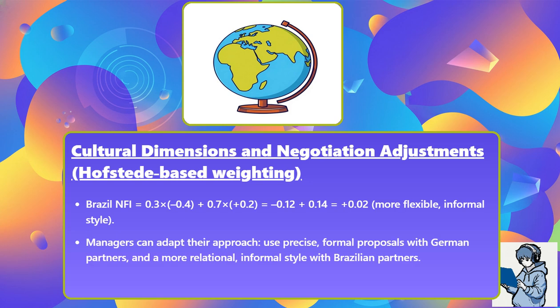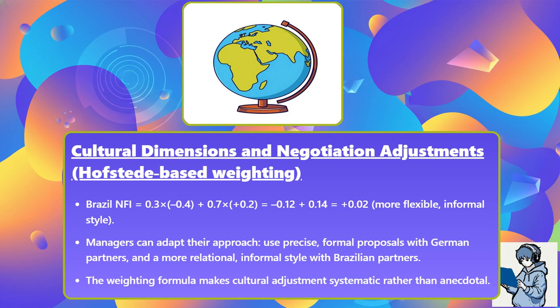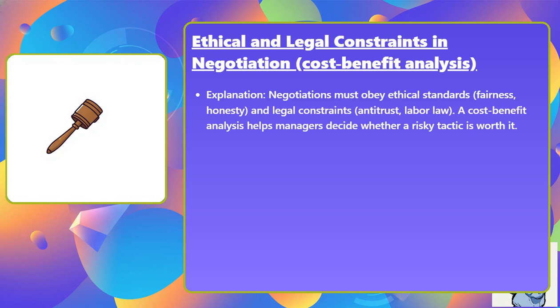Managers can adapt their approach, use precise, formal proposals with German partners, and a more relational, informal style with Brazilian partners. The weighting formula makes cultural adjustments systematic rather than anecdotal. Explanation: negotiations must obey ethical standards such as fairness and honesty, and legal constraints such as antitrust and labor law. A cost-benefit analysis helps managers decide whether a risky tactic is worth it.